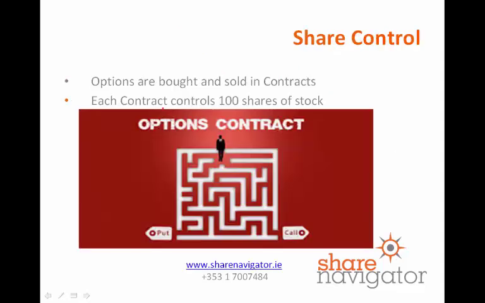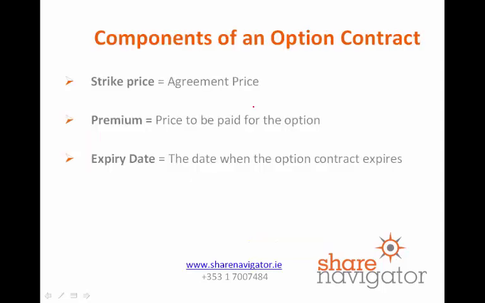One thing you need to be very aware of, options are bought and sold in contracts. One option contract controls 100 shares of stock. Please remember that. So what are the components of an option contract? Well, there's three key elements you need to be aware of. The first one is the strike price, and that's simply the agreement price.